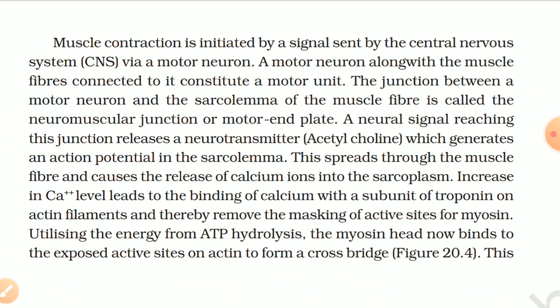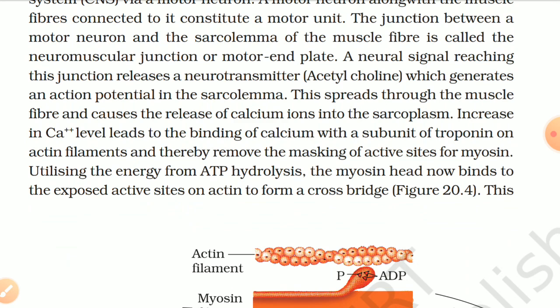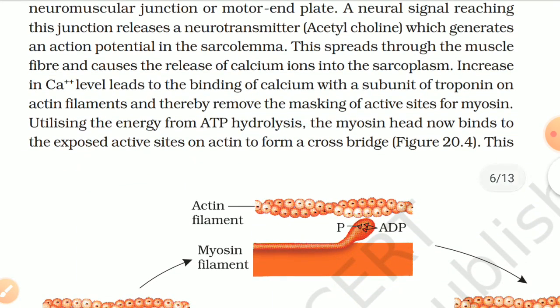A motor neuron, along with the muscle fibers connected to it, constitute a motor unit. The junction between a motor neuron and a sarcolemma of the muscle fiber is called the neuromuscular junction or motor end plate. A neural signal reaching this junction releases a neurotransmitter, acetylcholine, which generates an action potential in the sarcolemma. This spreads through the muscle fiber and causes the release of calcium ions into the sarcoplasm. Increase in calcium levels leads to the binding of calcium with a subunit of troponin on actin filament and thereby removes the masking of active sites for myosin.